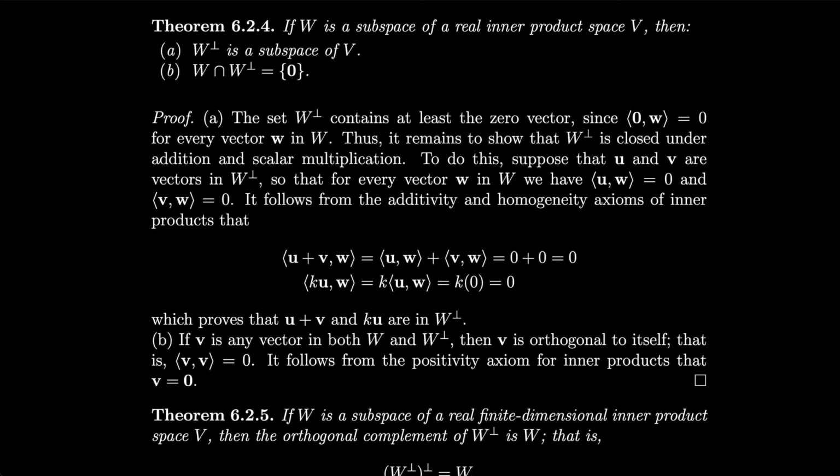Let's look at part B now. If v is any vector in both W and W perp, then v is orthogonal to itself. That is, the inner product of v with itself is 0. It follows from the positivity axiom for inner products that v must be equal to 0, because if the inner product is 0, the vector must be 0 by that positivity axiom.